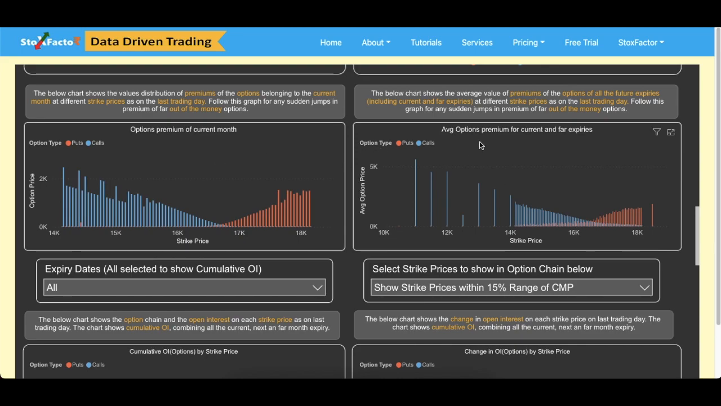And this graph gives you the average option premium for the current and far expiry. So combining the current monthly expiry, next month and far month, taking the average of all the premiums at the same strike price and then showing you the number. So these two graphs are comparable. The purpose of adding these two graphs is if you see any sudden jump in out of the money options. We'll take the use case in a separate video.